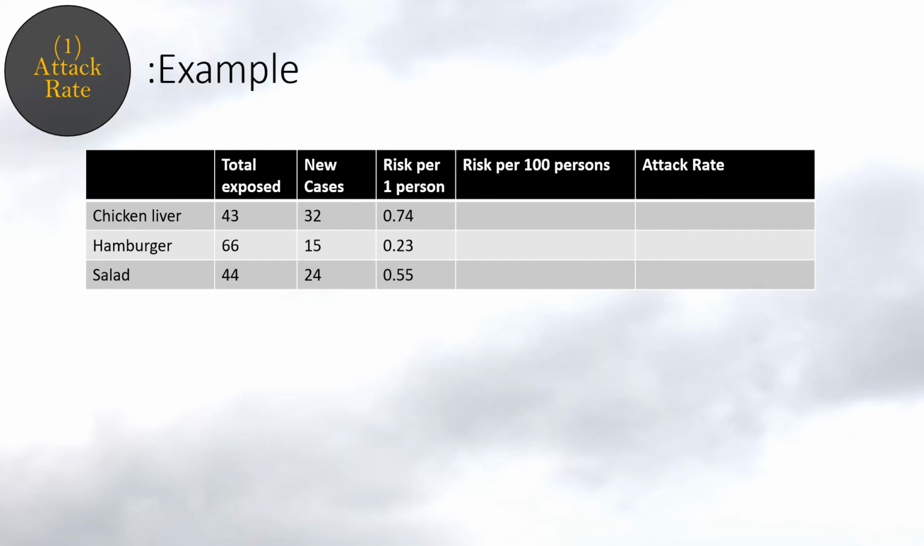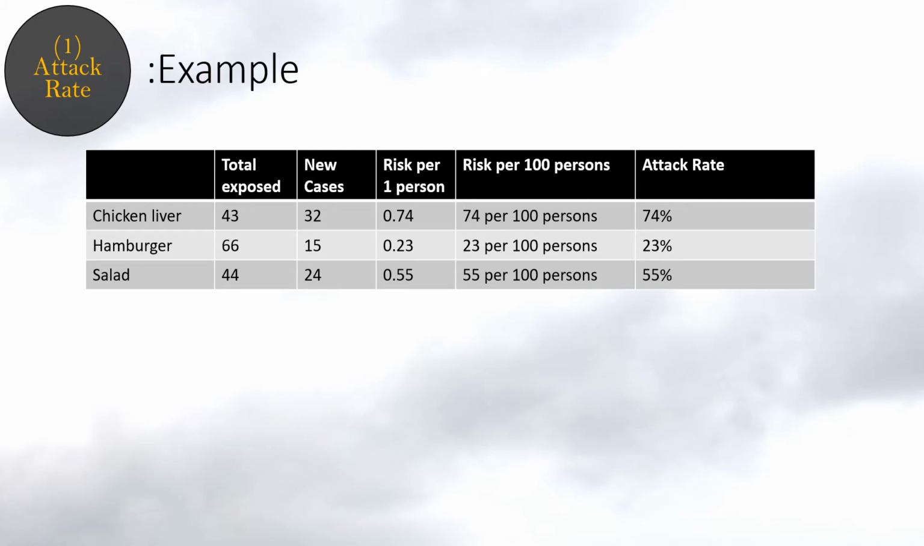However, this can also be used in food studies to go and find out the highest attack rates. Let's say you've got an outbreak in a restaurant of some gastrointestinal infection, and you want to know which has the highest attack rate out of all the menu items. So you've got your chicken liver, you've got hamburgers, and you've got salad. So you just do your attack rates there.